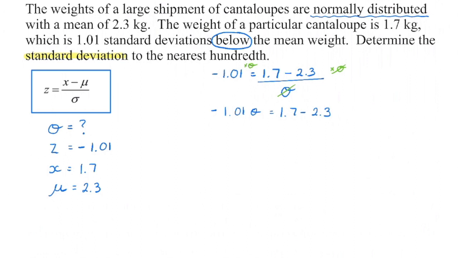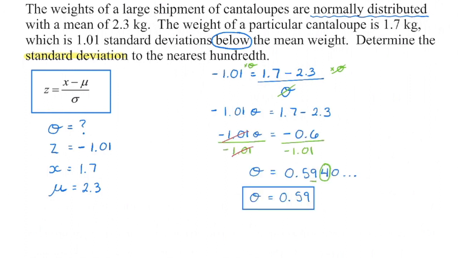When I substitute that in for the place of the z-score, because I'm ultimately looking for sigma, I want to get my variable off the denominator. So I'm going to multiply to get that canceled out, and then I'm going to multiply the same thing over here. So we have negative 1.01 sigma equals 1.7 minus 2.3. All right, so carry on, simplify that, and get the value of the standard deviation.